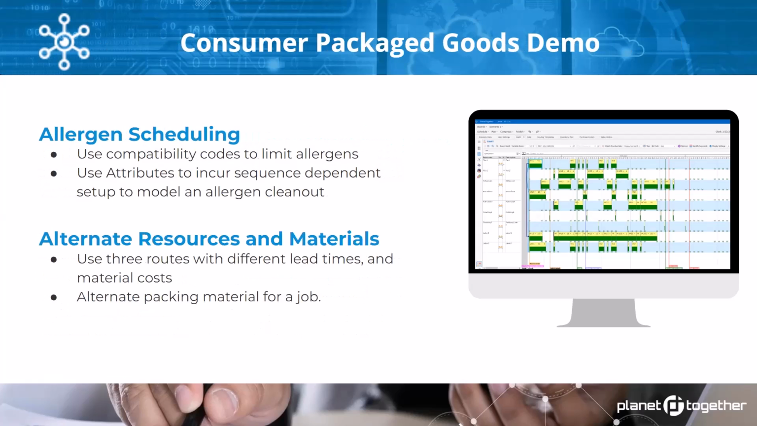In this model, we're going to take a look at a plant that produces consumer packaged goods and how PlanetTogether can be used to meet some of the more complex needs of these types of customers. The use cases we'll walk through today are allergen scheduling, where we'll use compatibility codes to limit what allergens can run at a single time, and also using attributes to incur sequence-dependent setup to model an allergen cleanout. The compatibility codes are a hard constraint, whereas attributes are used to add time for setup or cleanout.